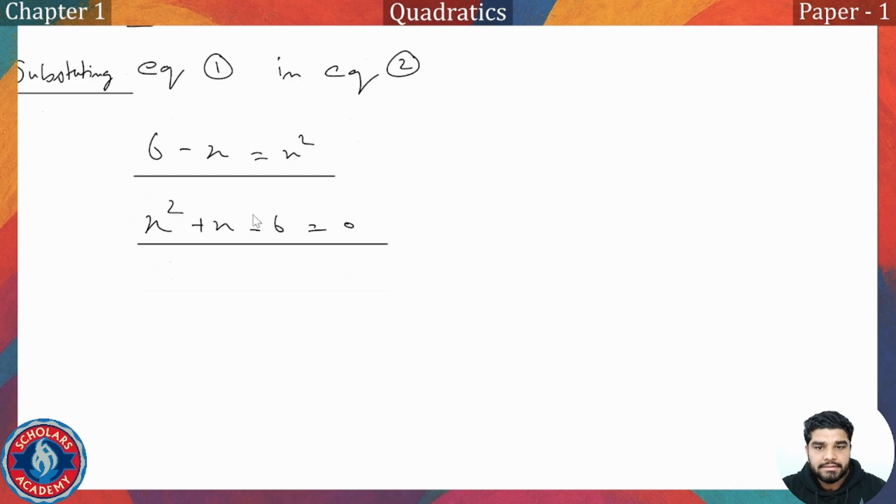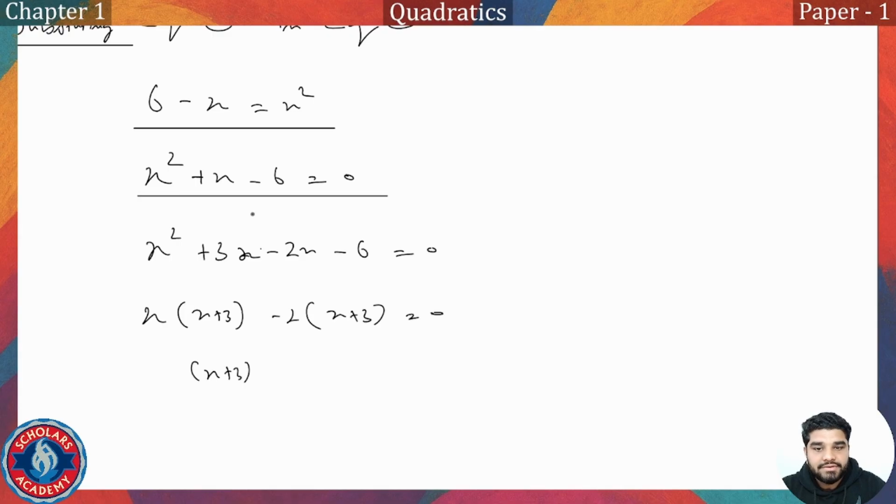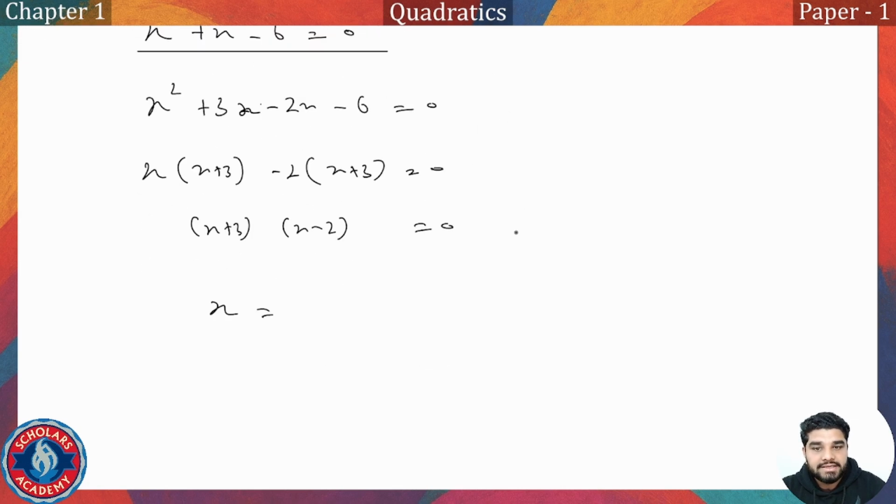So if I simplify it, using the quadratic formula, or by factorization also, it's easy. So x square, and the product over here is -6, the sum is 1, that is plus 3 and minus 2. x square plus 3x minus 2x minus 6 is equal to 0. x plus 3 and minus 2 times x plus 3 is equal to 0. So x plus 3 and x minus 2 is equal to 0. These are the two factors. So the value of x is -3 or the value of x is 2. We got the values of x.